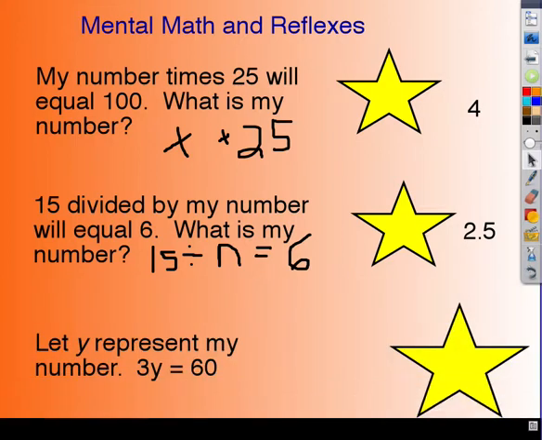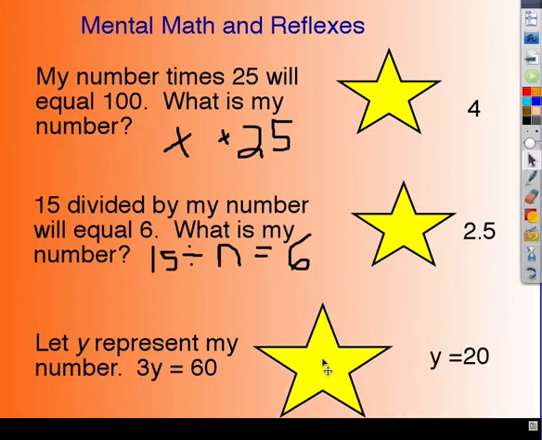And last problem, let y represent my number. 3y equals 60. Remember when there's a variable and a number right next to each other, that tells us to multiply. So 3 times what is 60? And it is 20. So y equals 20.